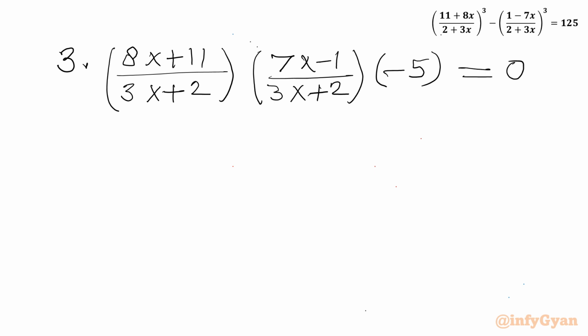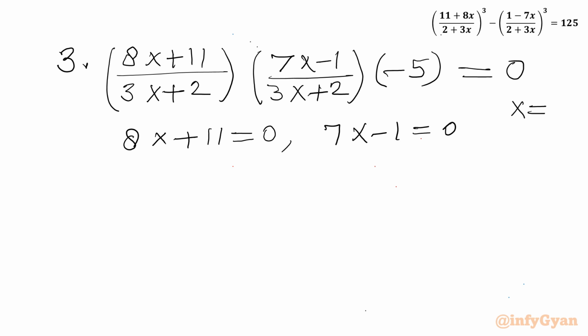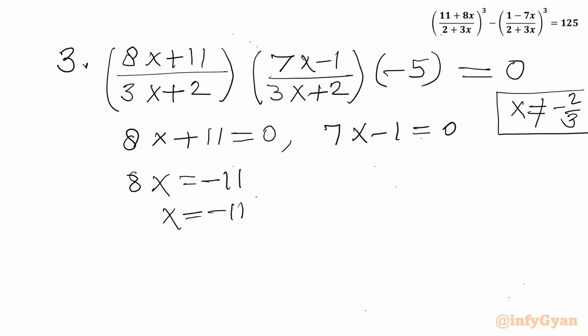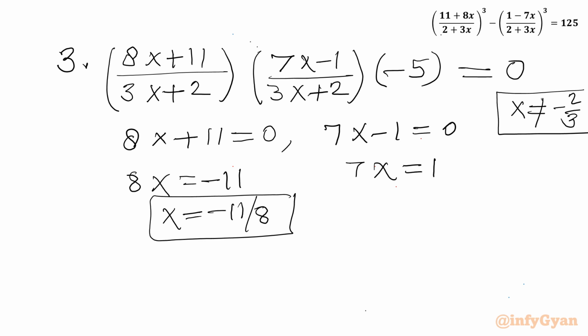Now conclusion from this equation, we can write here 8x + 11 will be equal to 0, or 7x - 1 will be equal to 0. Rest values are constant, so it cannot be, and denominator cannot be equal to 0. That means x cannot be equal to negative 2/3. So from this equation, 8x is equal to negative 11, so x will be equal to negative 11/8. And from this equation, 7x is equal to 1, x will be equal to 1/7.